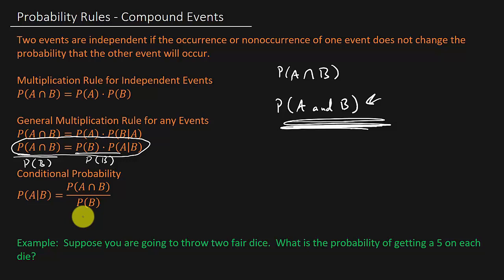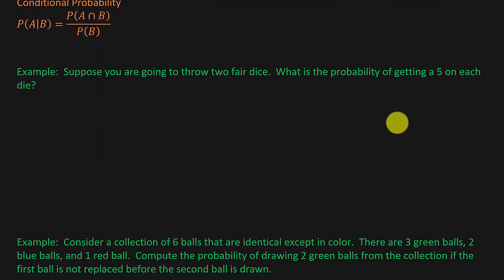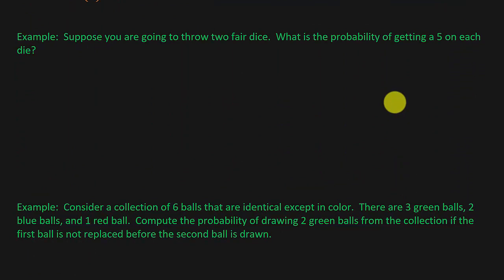So knowing those rules now, let's go ahead and look at some examples. We've got a lot of examples to work in this video, which is good. It says, suppose you're going to throw two fair dice. What is the probability of getting a 5 on each die? Die means 1, dice means 2 or more.